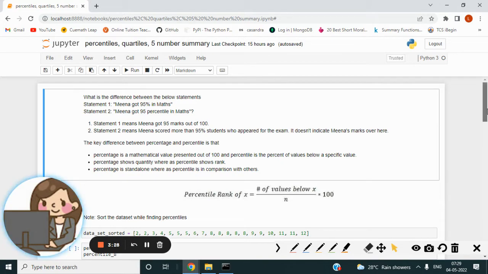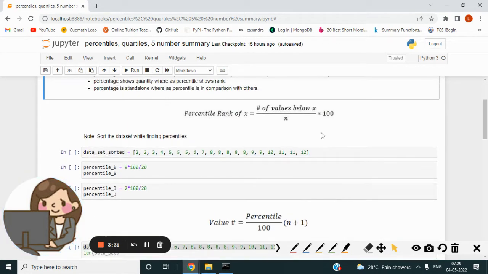So how can we calculate the percentile rank of a value? Suppose we have a data set and we want to calculate the percentile value of x. What we have to do is find the number of values below x, divide by n, and multiply by 100. This is the formula we can use. N is the total number of values. Since percentile indicates position, we have to always sort the data set we have in our hand.